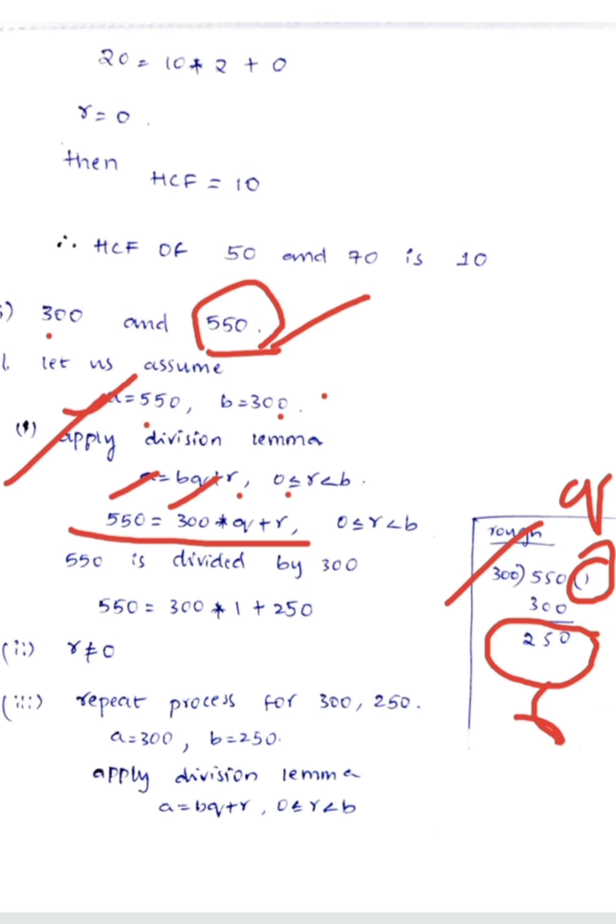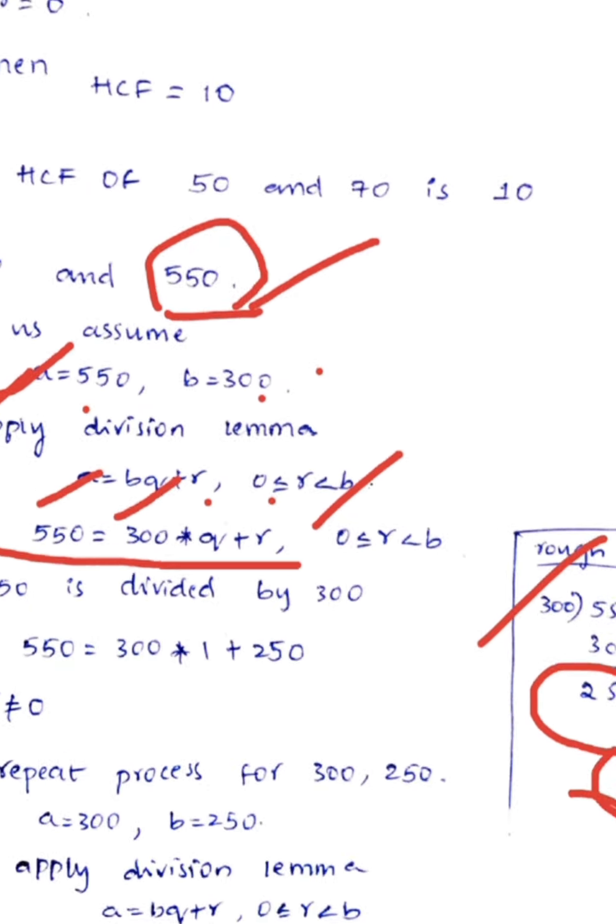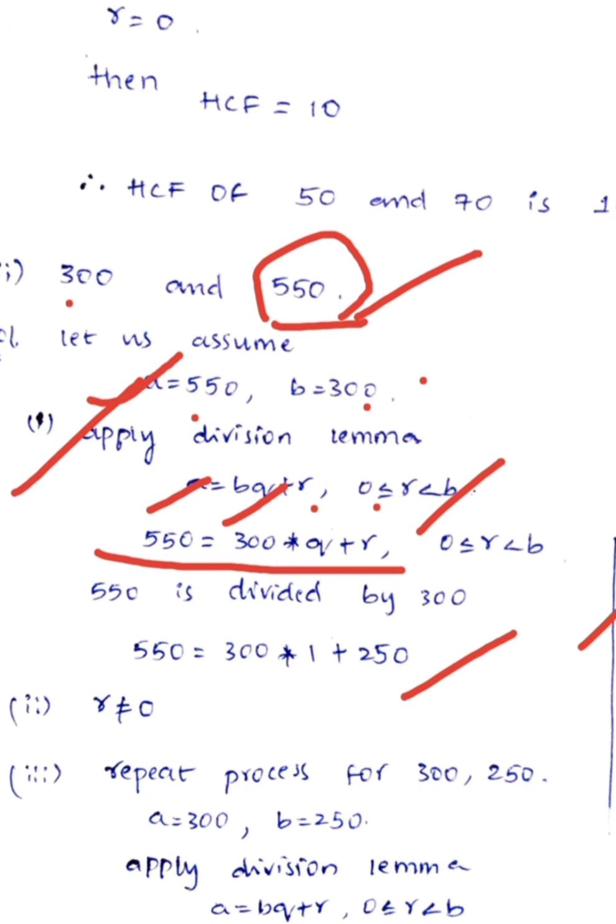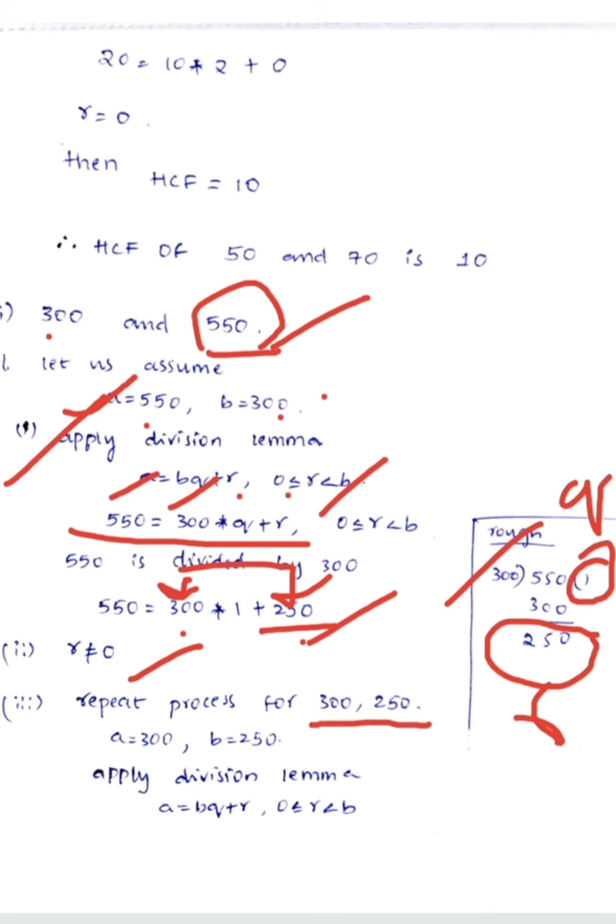So replace q and r values in the equation. So when I replace, the new equation is 550 equal to 300 into 1 plus 250. Now in the second step, we need to check for the value of r. Here r value is 250. It means that r value is not equal to 0. When r value is not equal to 0, you need to repeat the process for b and r. That is for 300 and 250.